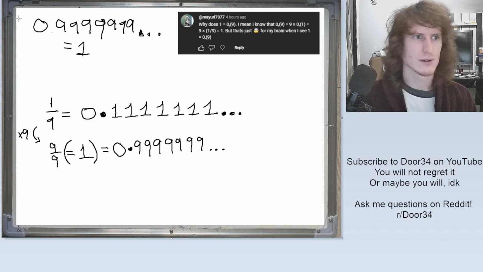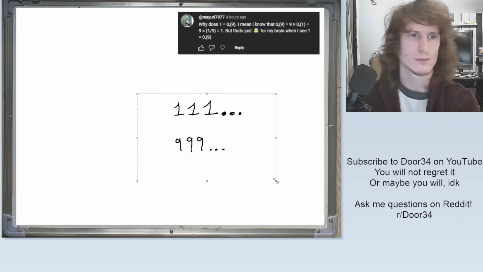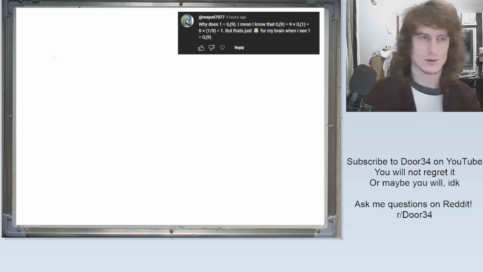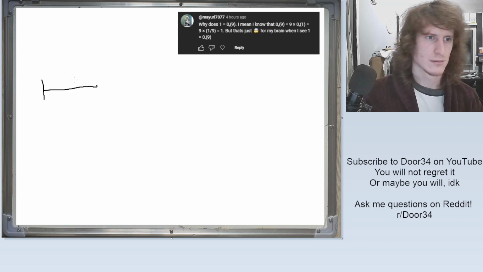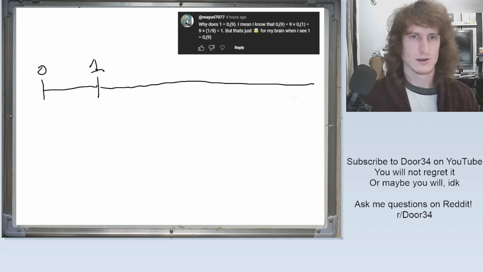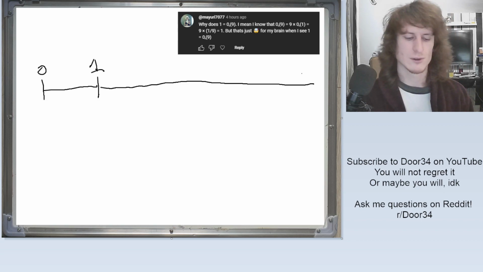So if I just get rid of all this here. Alright, and what we're actually going to do is we're going to just look at the real number line. So that's 0, 1, and so on. Like, you get the picture. And if there's one thing to note, is that this is a continuous set.